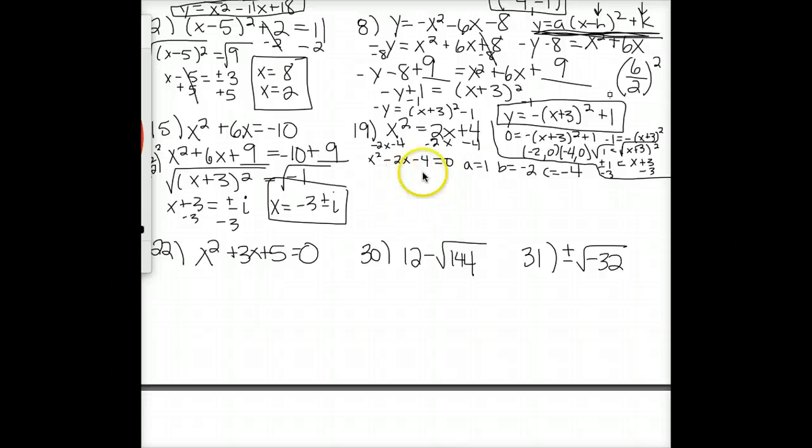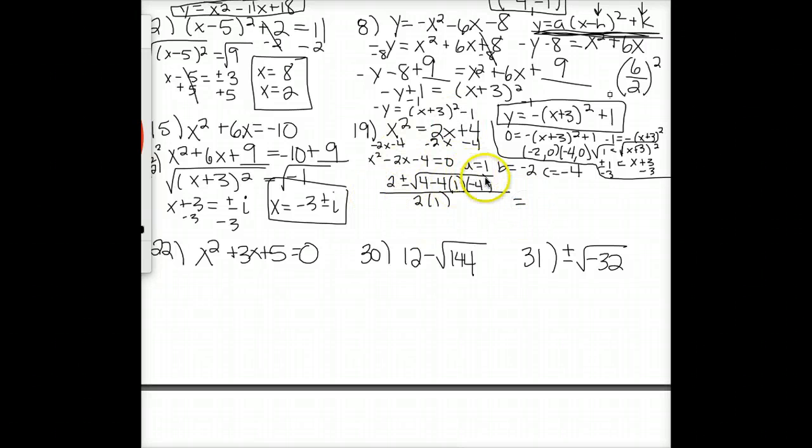Now I sing my little song. So the opposite of b is 2 plus or minus the square root of b squared, which is 4, minus 4 times a, which is 1, times c, which is -4, all over 2a. I've said this so many times in class, but some of you are still doing this. You have to make this fraction bar, the division symbol, go all the way across. Some of you are only putting it under the square root part. This 2 plus or minus needs the division bar underneath it too.